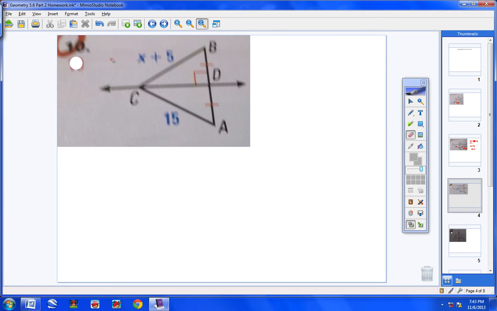Okay, moving on to numbers 10 and 12. The directions say, let me pause and grab a drink of water here real quick.